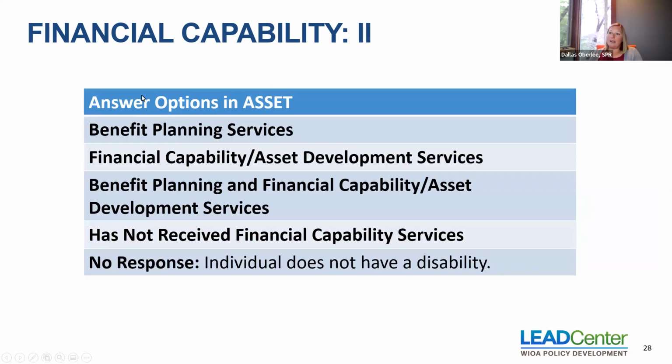And so in ASSET, you can select benefit planning assistance. So again, if they're working with somebody to help them understand their benefits and working, that financial capability, so some financial literacy, financial management, they can be getting both. And then you can also select not received financial capability services. And again, if they have a disability, you should be answering one of those or providing one of those as an answer and not providing no responses, only if an individual does not have a disability.